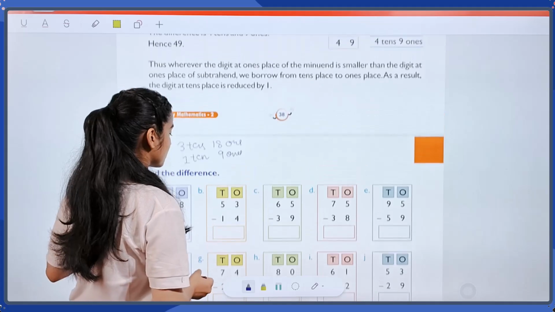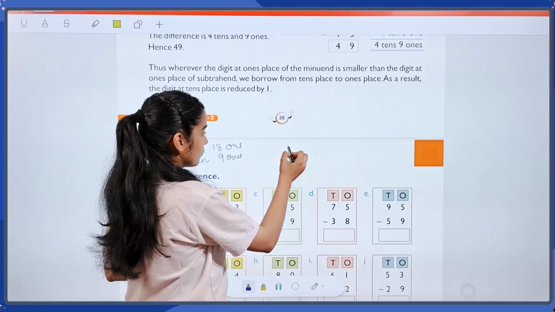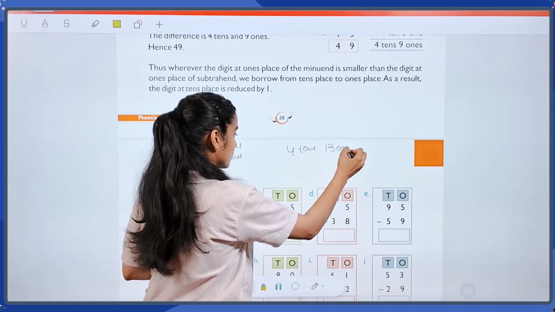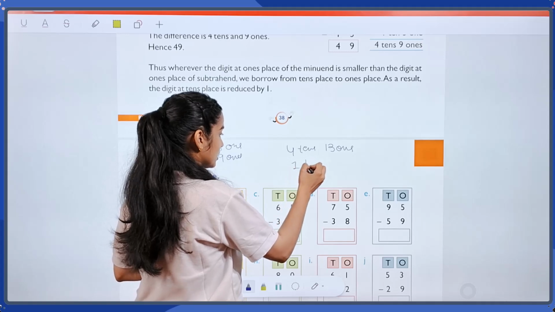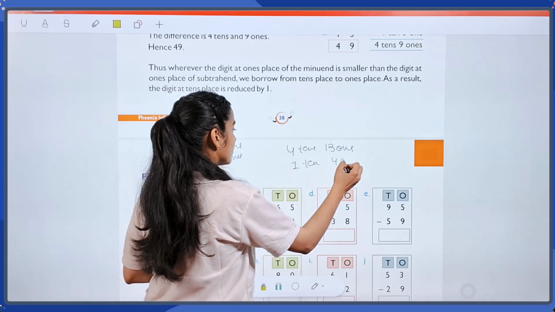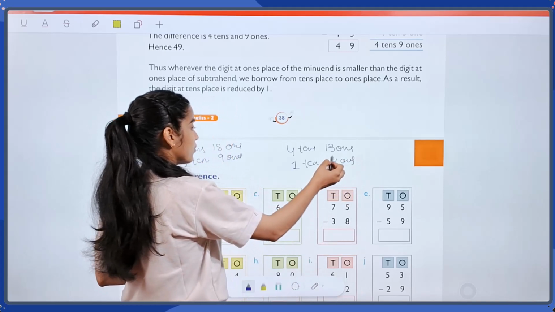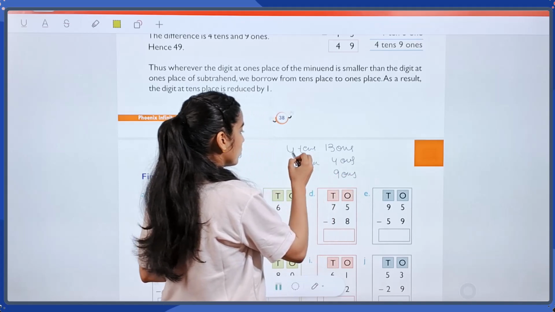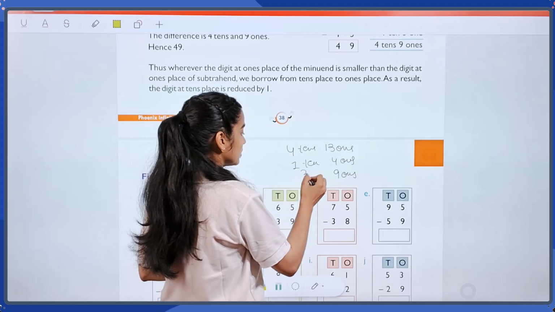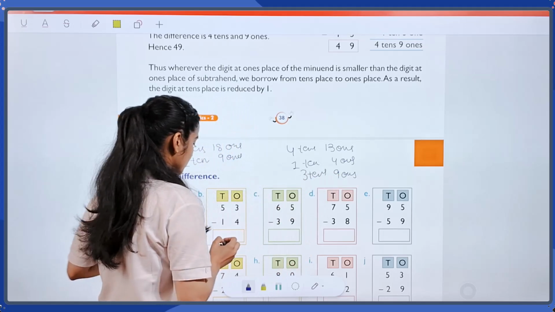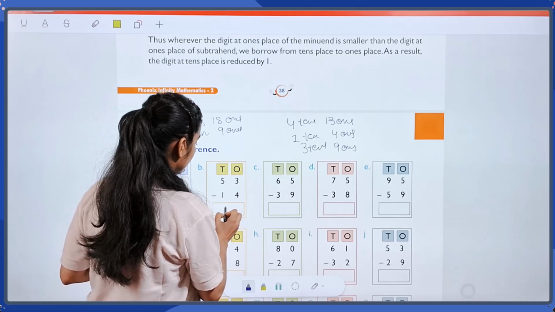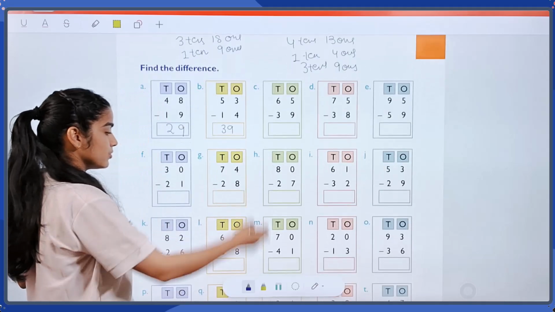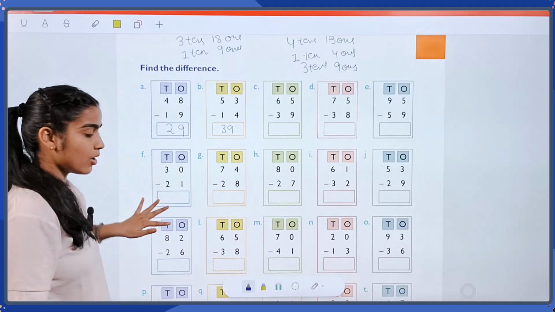Now you have to subtract with regrouping. So 4 tens, 13 ones. Now you have 3 tens and 13 ones. While you subtract 4 from 13, you get 9 ones, and 4 tens minus 1 ten is 3 tens. It means your answer is 39. So in the same way, students, what you have to do is solve the rest of the questions with the help of regrouping.